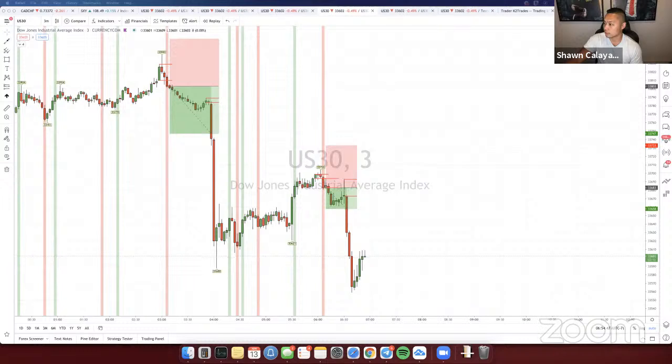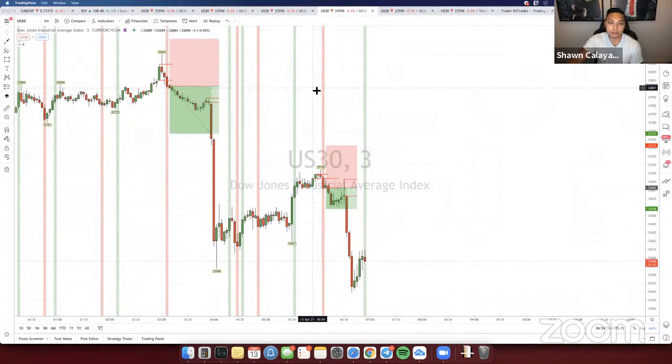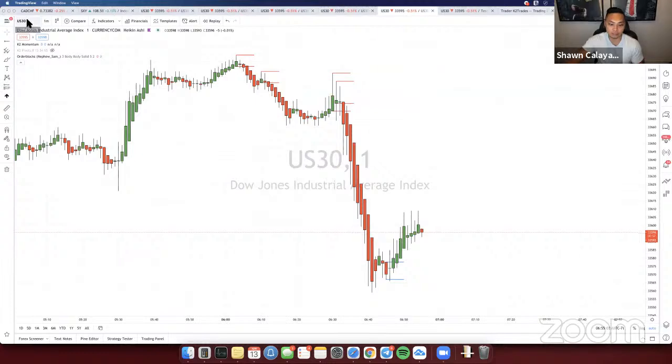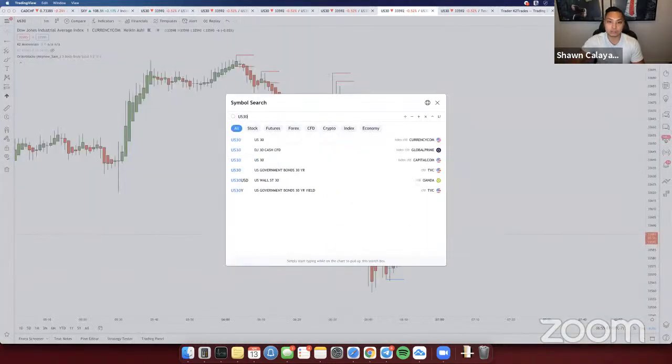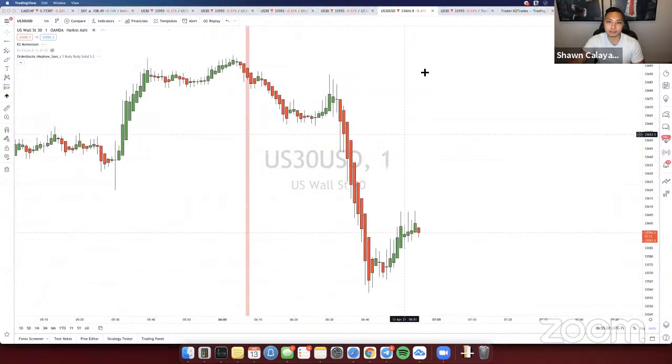Shawn's asking, why are prices different on TradingView and MT4? Because each broker is different, Shawn. You can look at any broker that you want. Even on TradingView, you can look at currency.com and then compare it with, I can even show you Oanda. So if I go over here, US 30, and then we go to Oanda, it's not by the platform, it's by the broker.